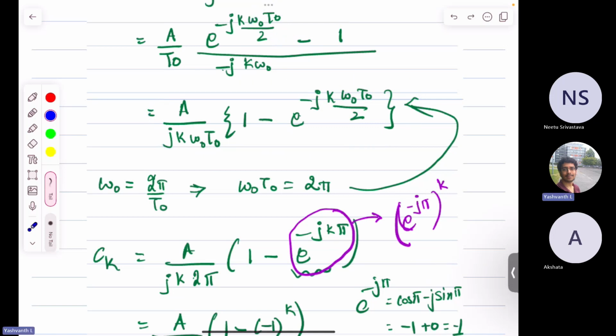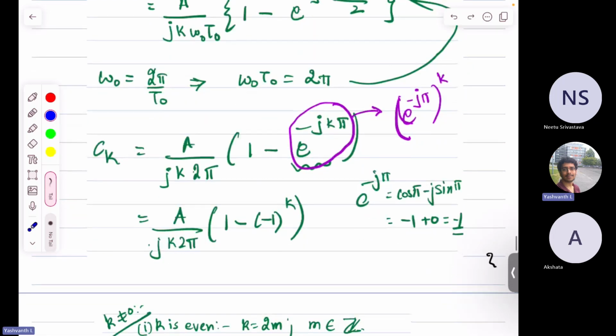But what I know is that omega naught is equal to 2 pi by t naught, which means omega naught t naught should be equal to 2 pi. So omega naught t naught equal to 2 pi. Substitute this in this expression. For example, there's omega naught t naught here, there's omega naught t naught here also. Then what I get is something like this: a by jk 2 pi into 1 minus e raised to this guy. But this is nothing but really minus 1 power k. That is basically this number.